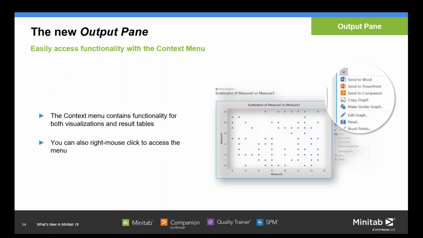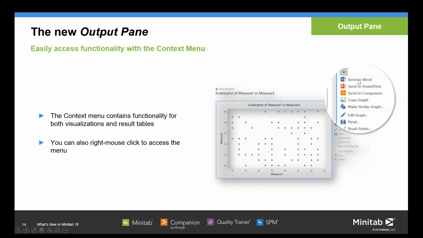So also with the output pane, there's the context menu. And those of you who've been using 18, you're probably familiar with this already. When I hover over a graph or a table, there's the little arrow that pops up. Context menu is the same thing as right mouse click. But you'll see that here you'll get some functionality.